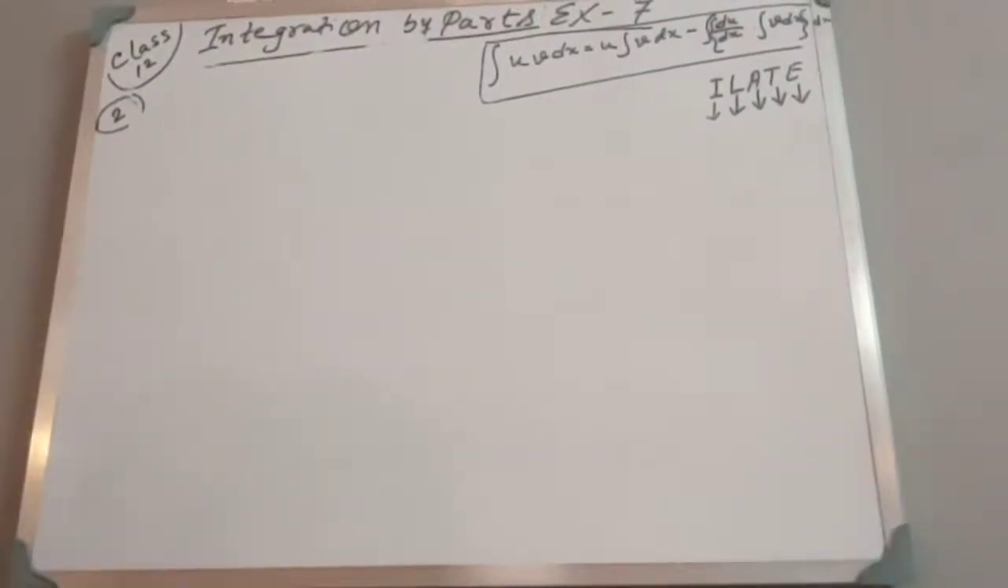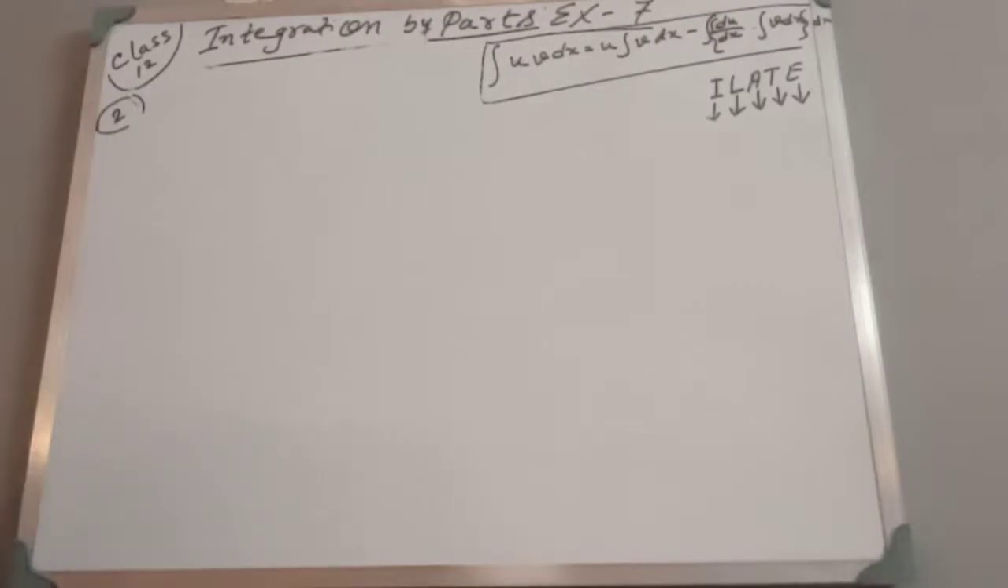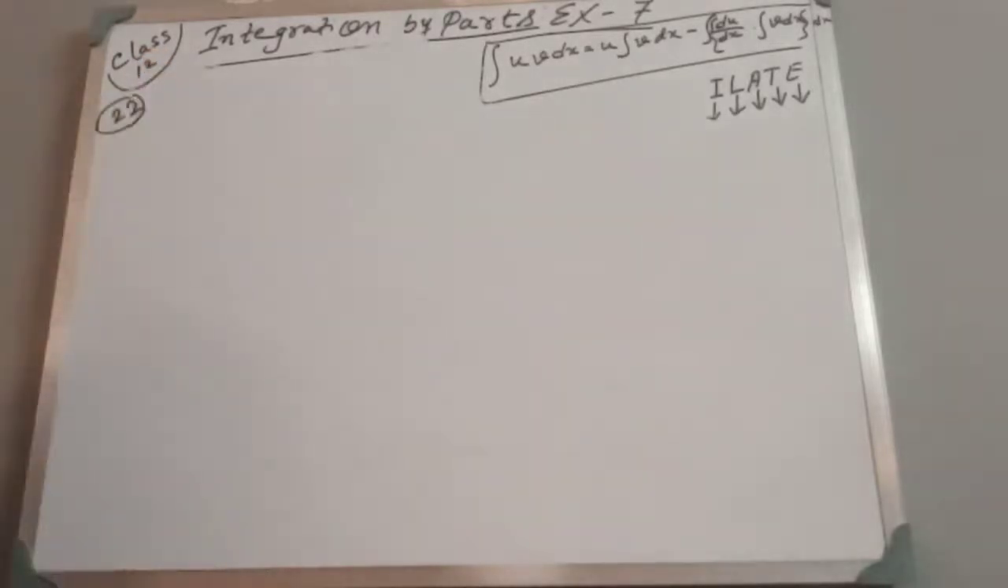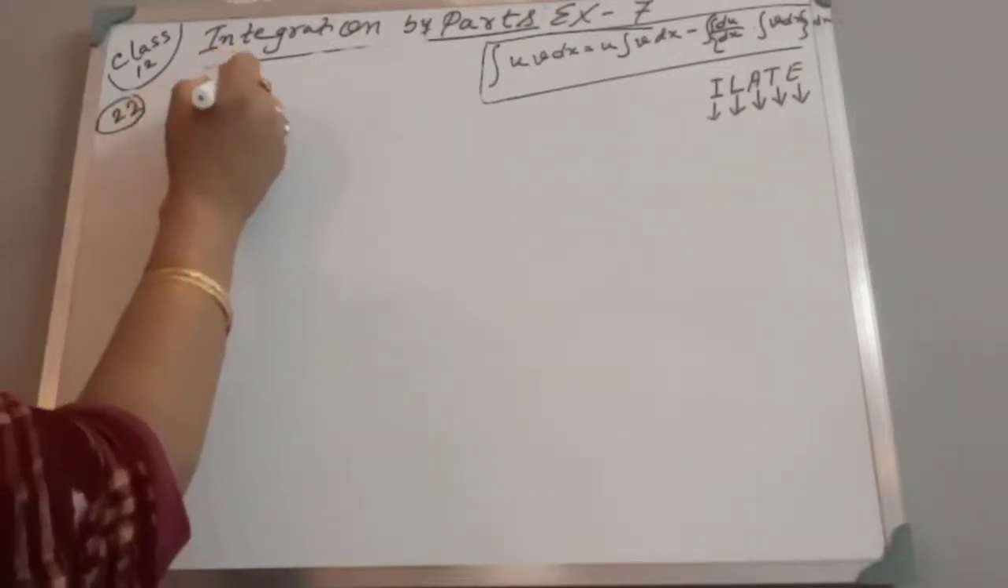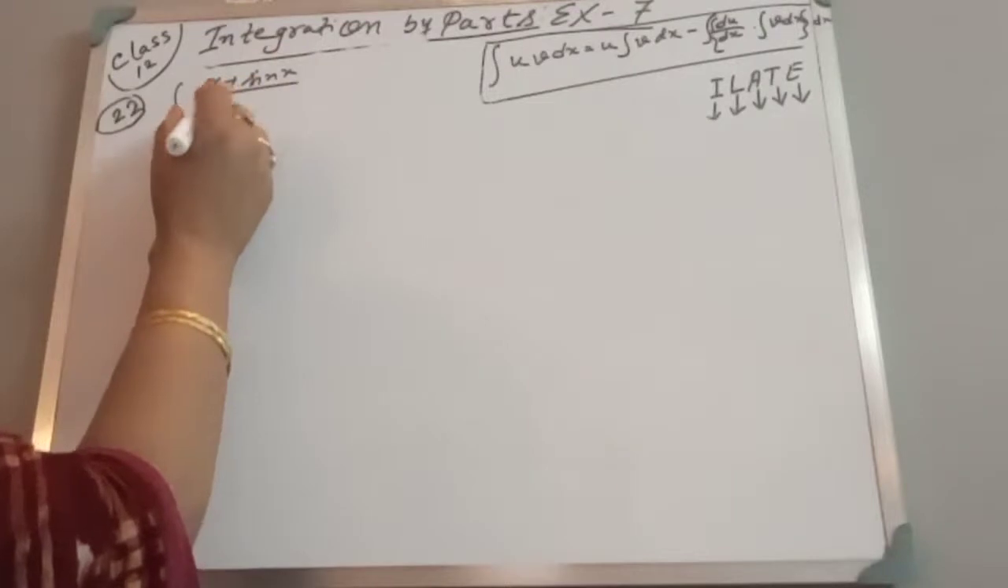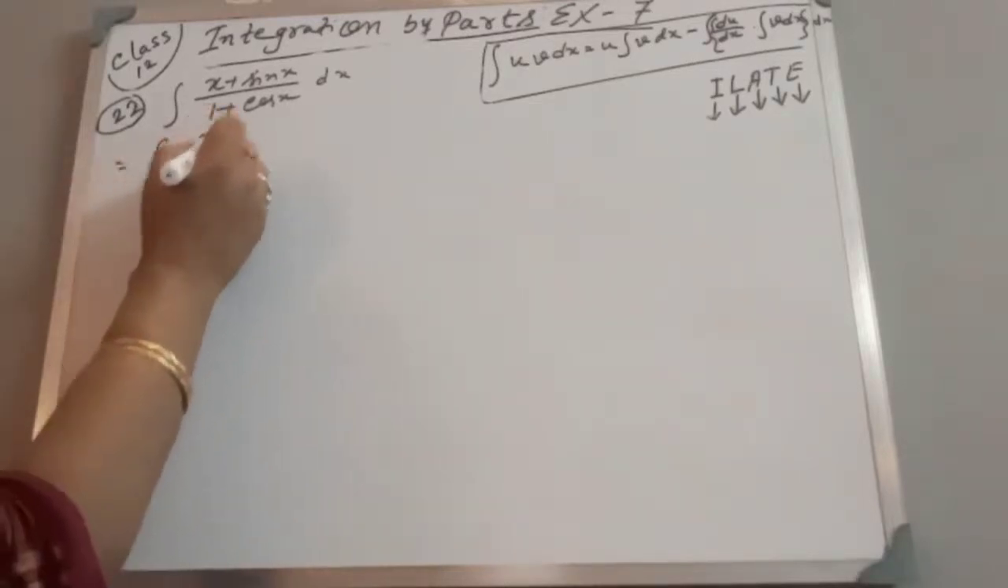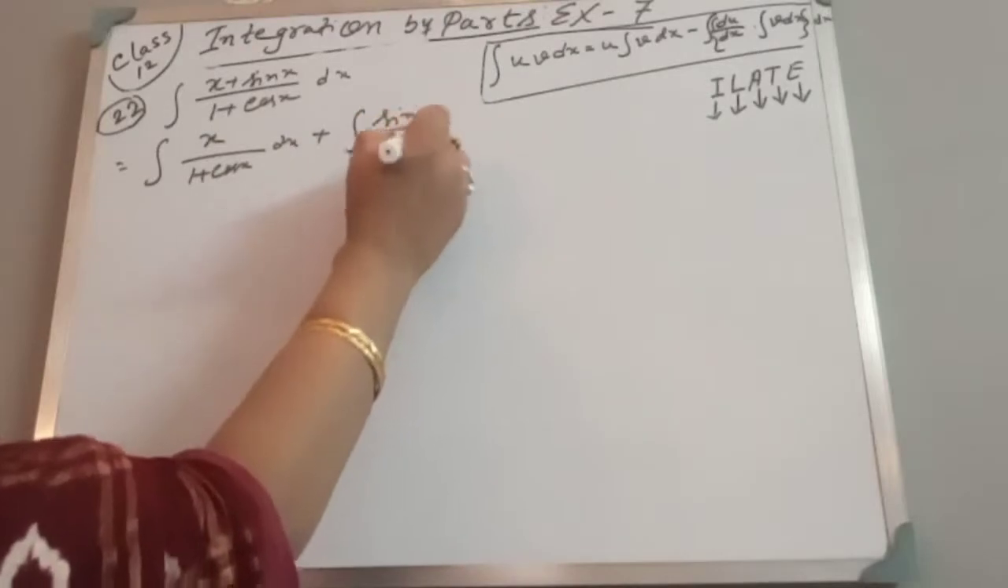Sum number 22. Now, integral x plus sin x whole divided by 1 plus cos x dx. This is given to us. This sum is very, very important. At first, split this: integral x by 1 plus cos x dx plus integral sin x by 1 plus cos x.